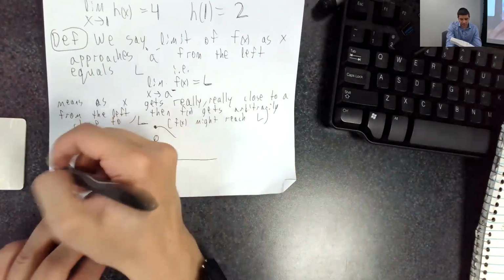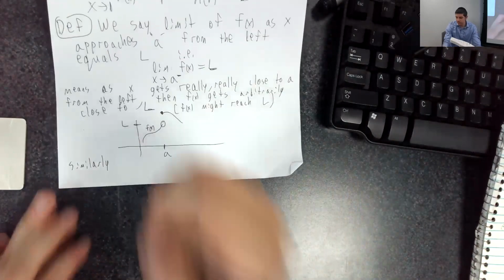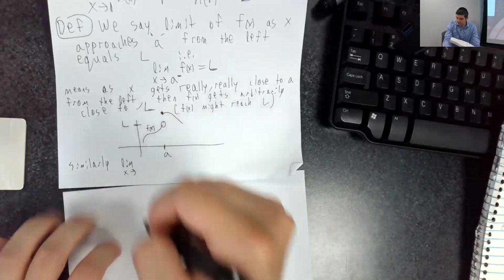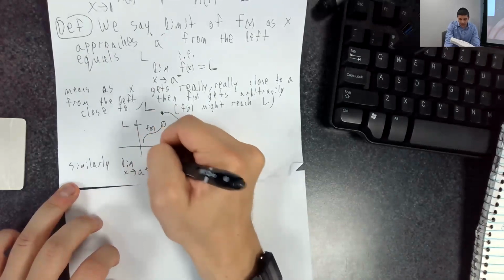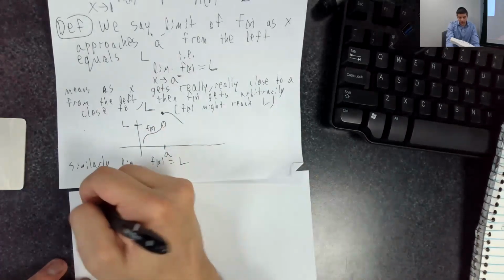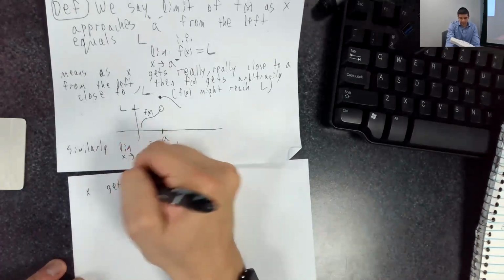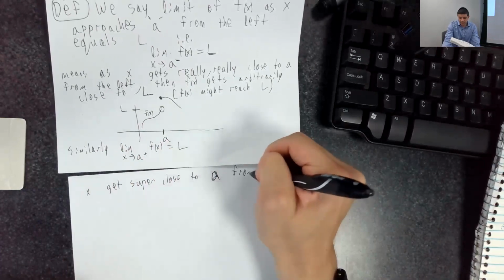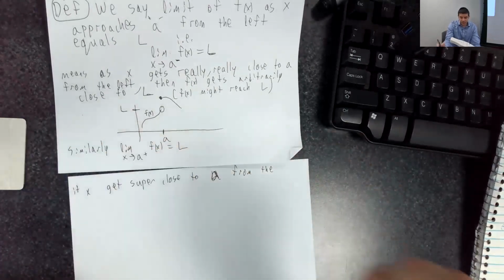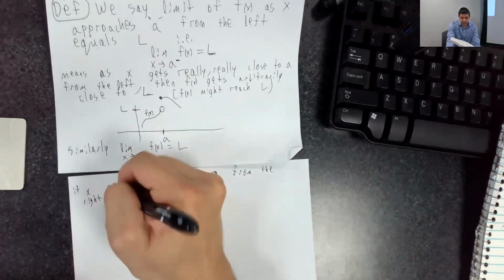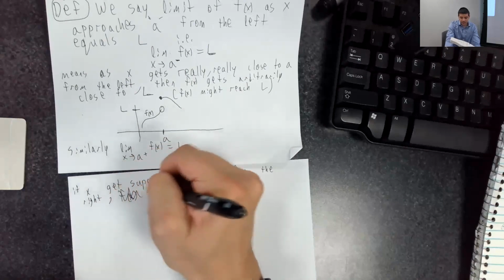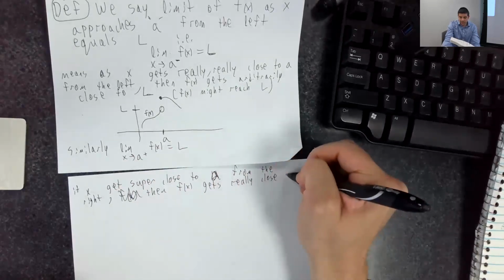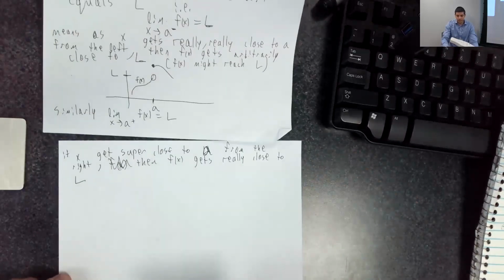Okay. And then similarly, if you want to do the limit from the right, limit as x goes to a from the right, f of x equals L. So x gets super close to a from the right, then the y values, then f of x gets really close to L. And that's the right limit.